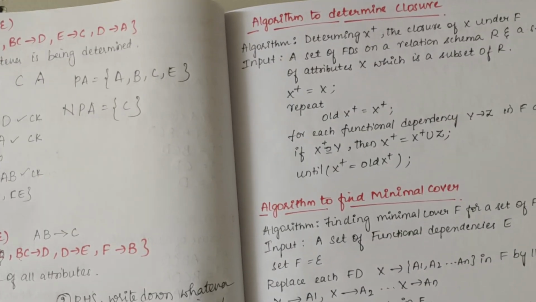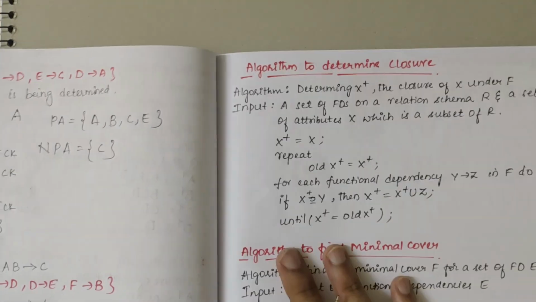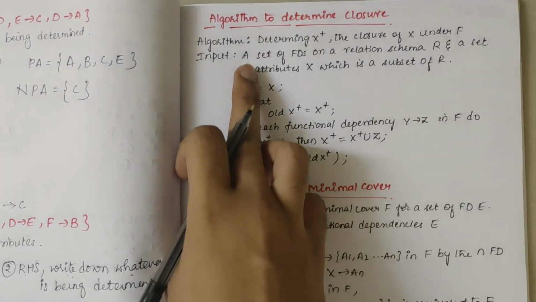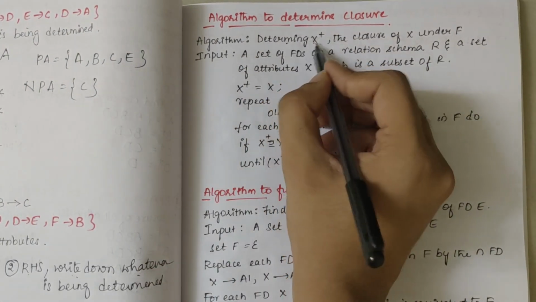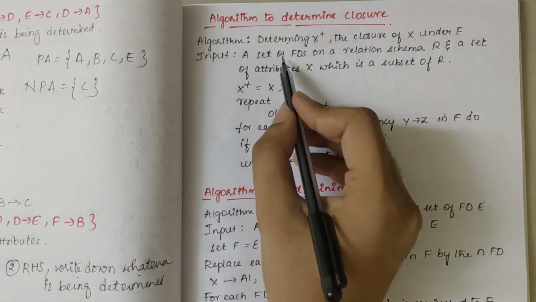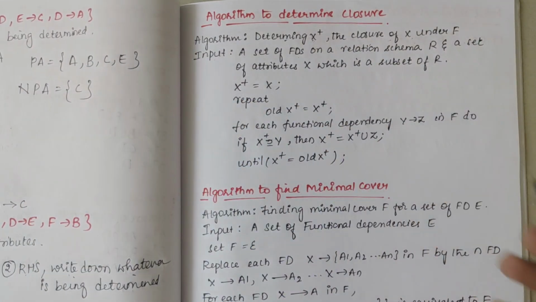There will be a question on finding closure, and along with that, they can ask for the algorithm for closure also. So let's understand the algorithm in simpler terms. We are determining x plus. X plus is the closure of x under F. The input is a set of functional dependencies on relational schema R. So R was given here and then the functional dependencies were specified here.